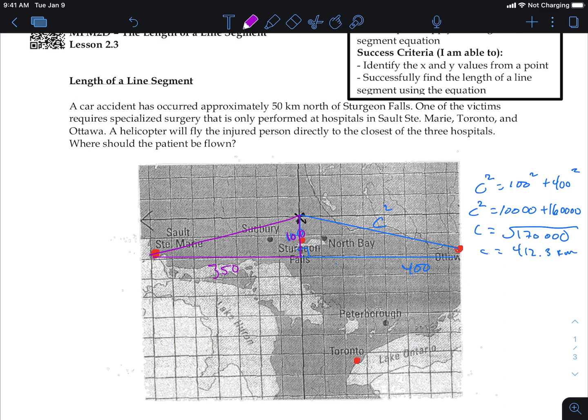Okay? So you do the math there too. So you can go c squared. We're going to find c squared here. c squared is equal to 100 squared plus 350 squared. So c squared is equal to 100,000 again.